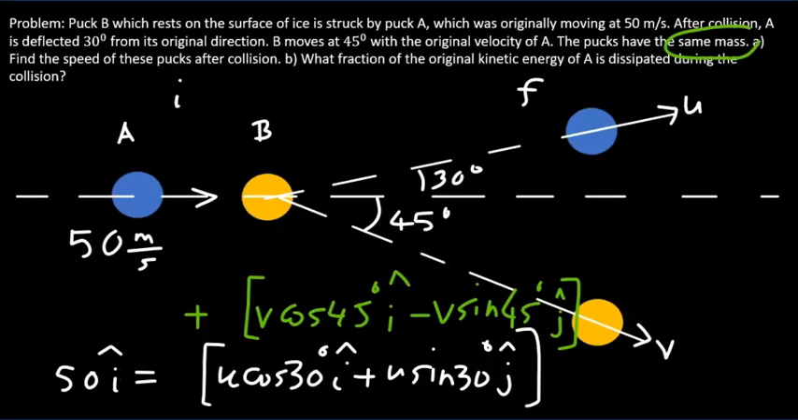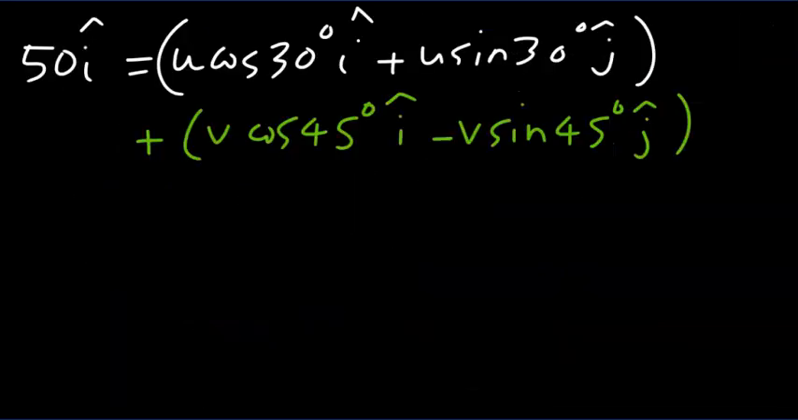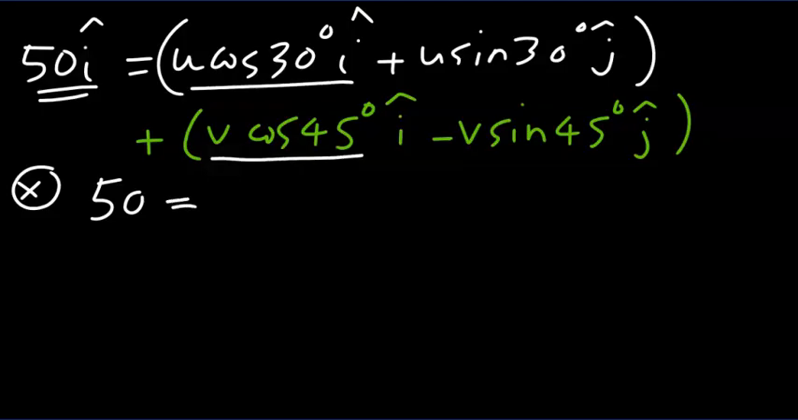So I'm going to rewrite this equation on a new slide and solve it there. And there it is. u is the speed of puck A after collision and v is the speed of puck B after collision. Now let's proceed to solve it. So let's write down the x component of the above equation. The left hand side has only the x component, so 50 equals this plus that, so u cosine 30, cosine 30 is square root 3 over 2, plus v cosine 45, which is 1 over square root 2.